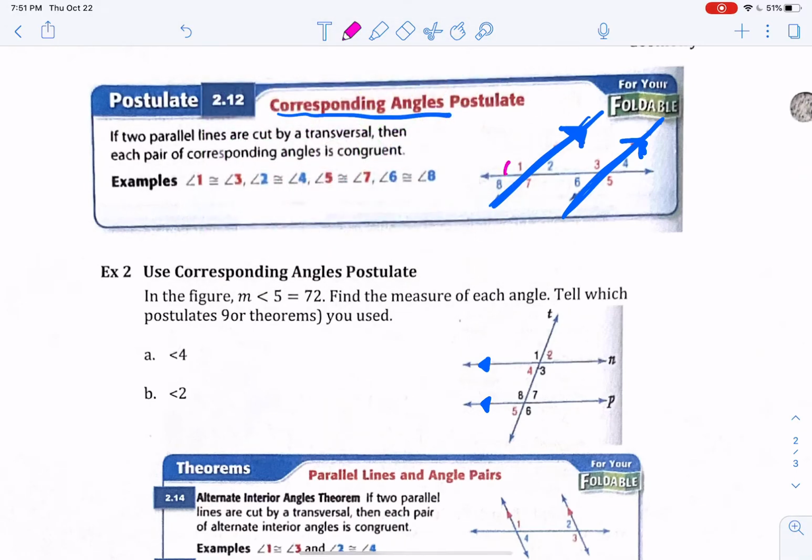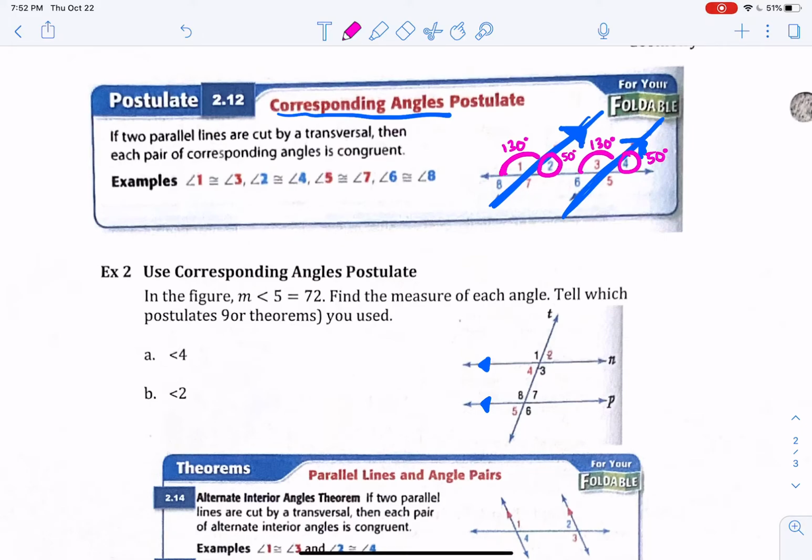One set of corresponding angles is angle 1 and angle 3. They are both in the top left corner of the intersection. So if angle 1 is 130 degrees, angle 3 is also 130 degrees. Angle 2 corresponds to angle 4 because they're in the top right corner. So that one has to be 50, and this one has to be 50.